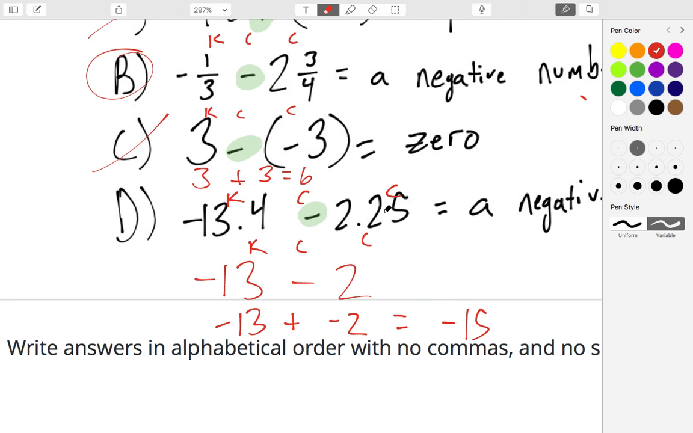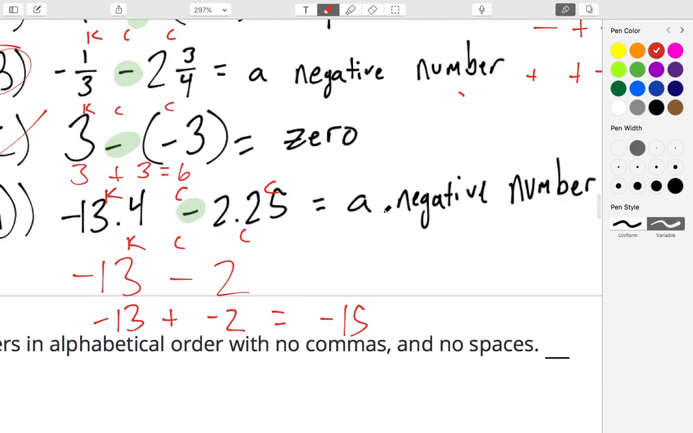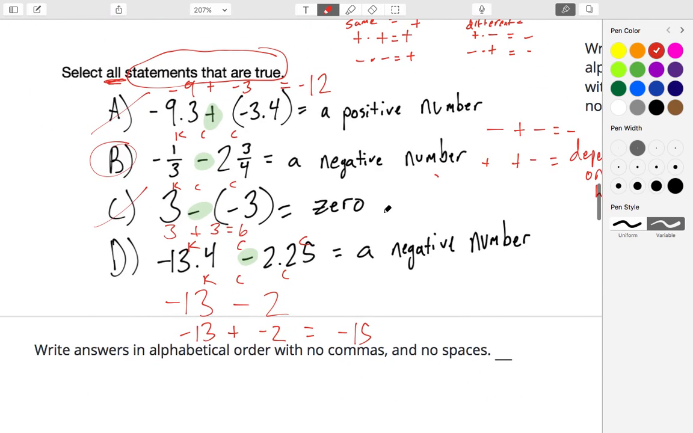Why are we doing it on this one? What are we trying to find out? If the answer is a positive or negative. So I'm making it a lot simpler because we just round it now, instead of lining up decimals and everything like that. So was this a negative number? Yes. So your answer, you should have written B, D.